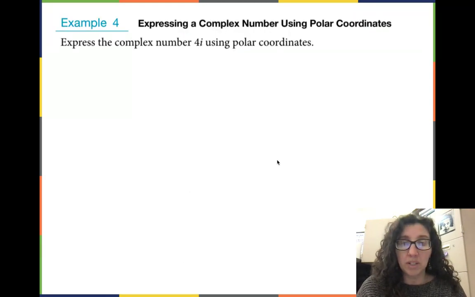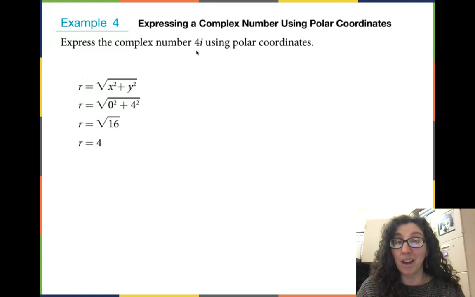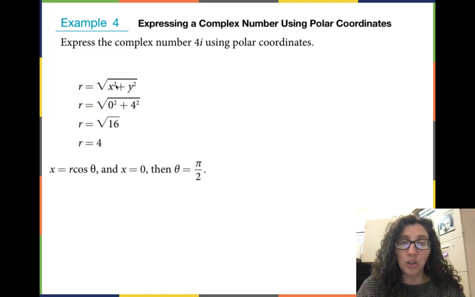So let's do some examples. Suppose we have a complex number, an easy one, 4i, and we want to write that using polar coordinates. Okay, so we want to have it in the other form. All right, so first we find the modulus, or really the absolute value of this complex number. So in this case, our x value is 0 and our y value is 4, right? So we just plug those in, find the square root.